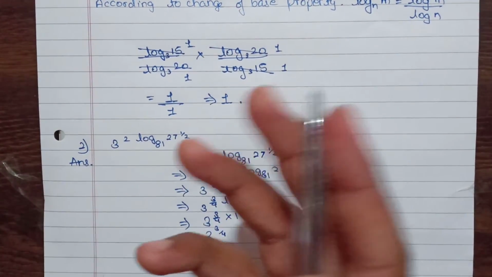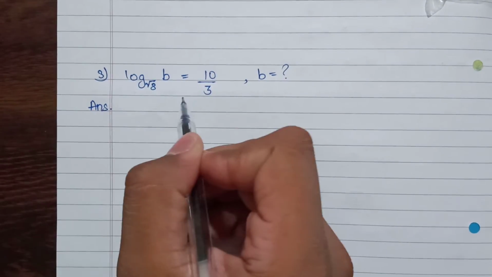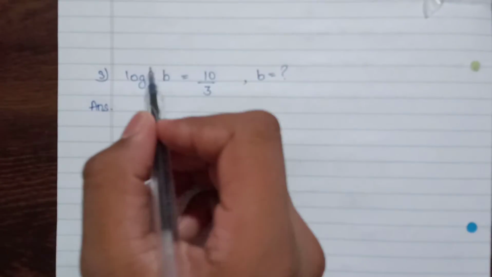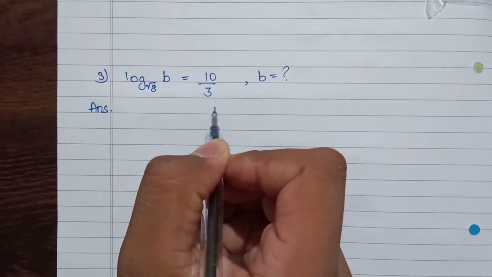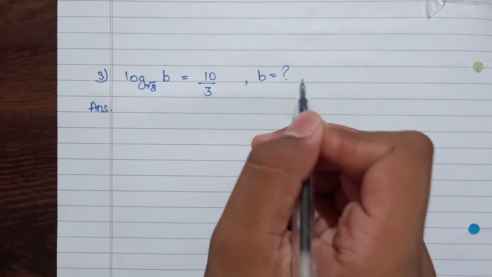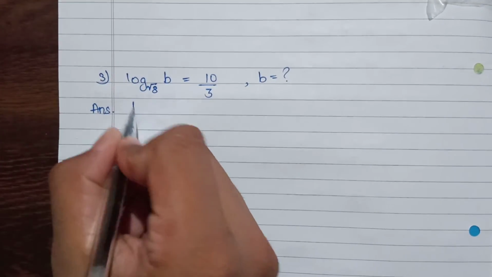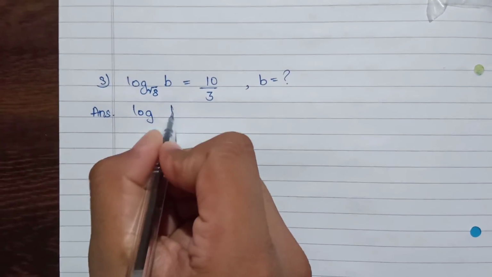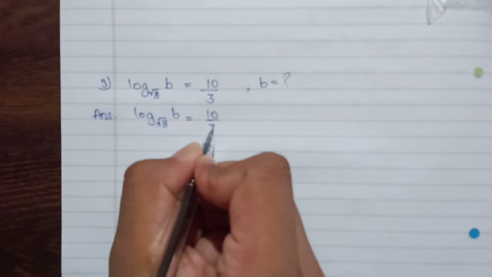Now let us take another question. So now let us take this question to be our third question. This question says log b to the base root 8 equals 10 upon 3. Then find the value of b. So let us start. First we will write the question. We will write it as log b to the base root 8 equals 10 upon 3.